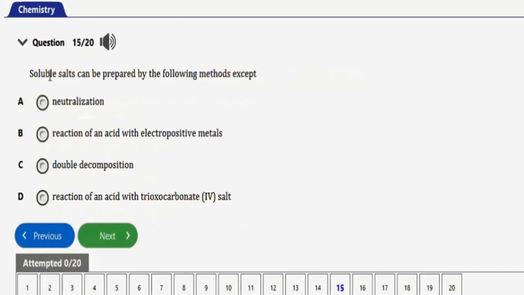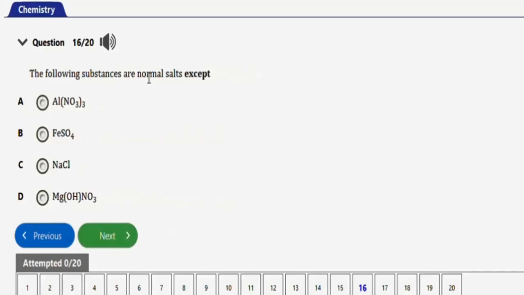Next question with this one. It says soluble salts can be prepared by the following methods, except... since it's soluble salt, it can be prepared by the other methods, except double decomposition. Option C, the right option. Next question will be this one. They say the following substances are normal salts except. This one I have an OH hydroxy group in it, so it will be the answer. So magnesium hydroxy nitrate, this is a basic salt.